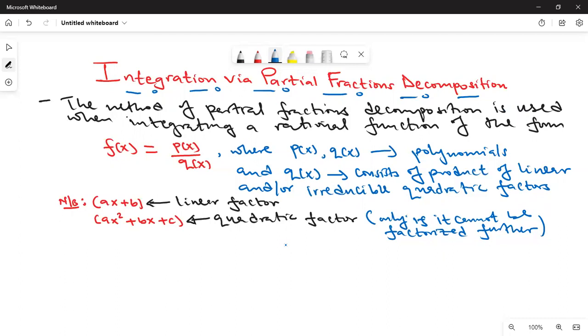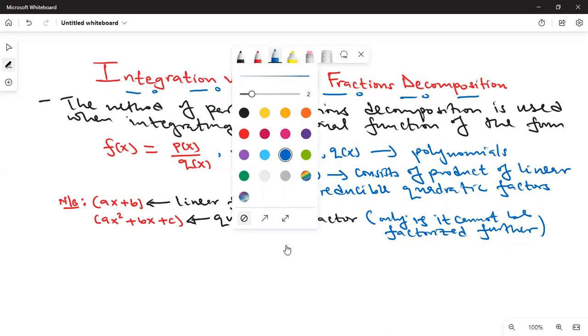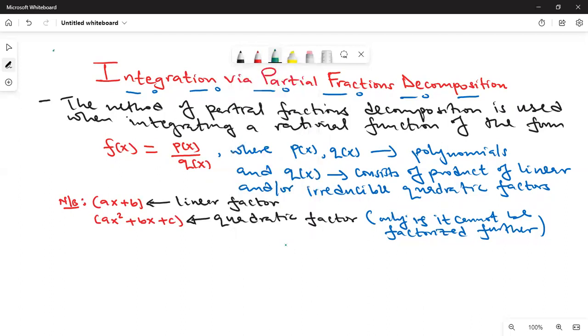I'll give you an example. I didn't give you an example of a linear factor, so let me give you an example here. For the case of a linear factor, let me use another color, green. You may have something like this: 2x plus 3. That's a linear factor. For the case of a quadratic factor, for example, you may talk of x squared plus 1. You see, this one you cannot factorize further. That's a quadratic factor.